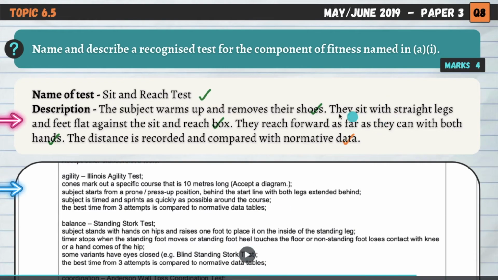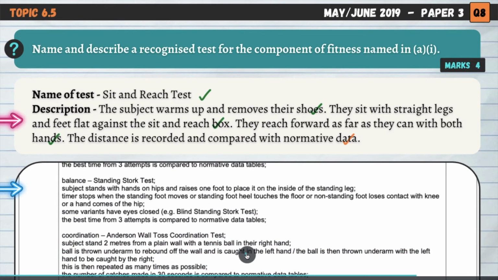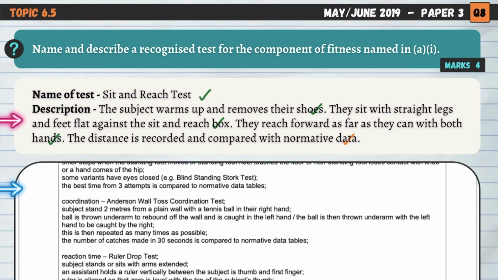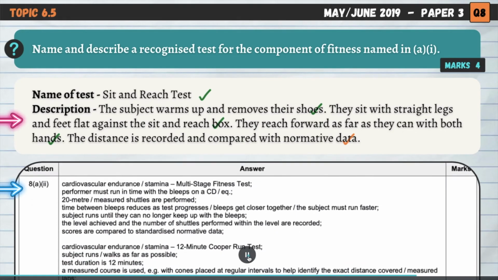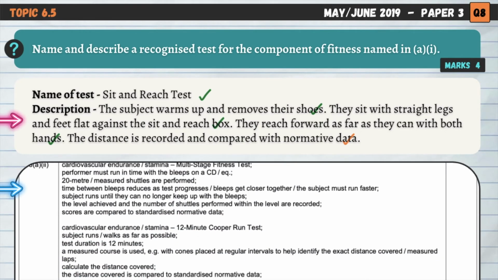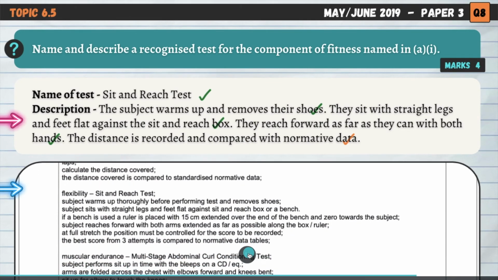Let me just pause that one there. They sit with straight legs and feet flat against the sit and reach box. That's another mark. And in fact, if we scroll down, you can pause this one if you answered for balance, coordination, reaction time. Have a look at the stages for each of the fitness tests that we could have gone for. There's sit and reach.